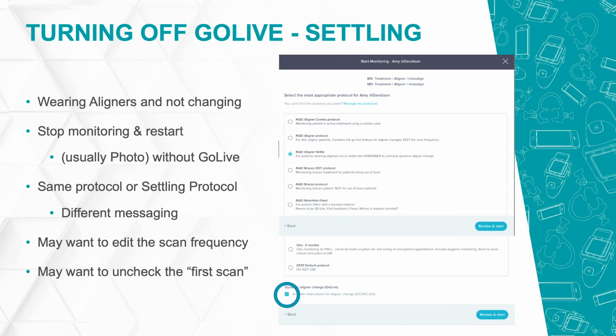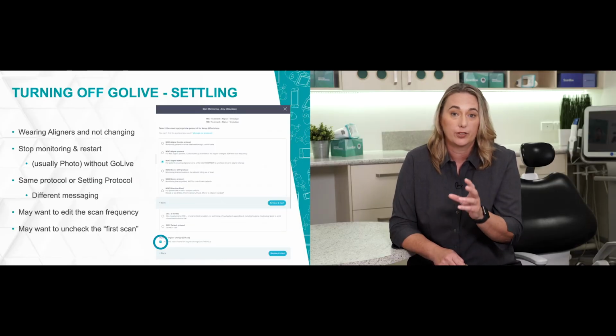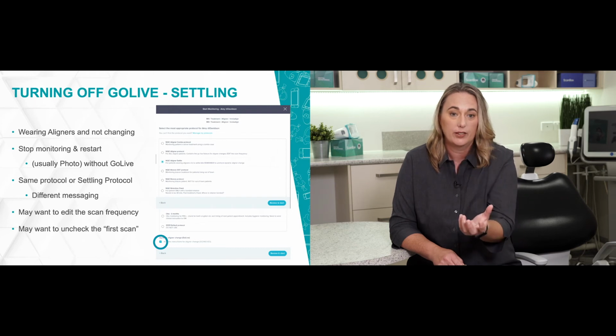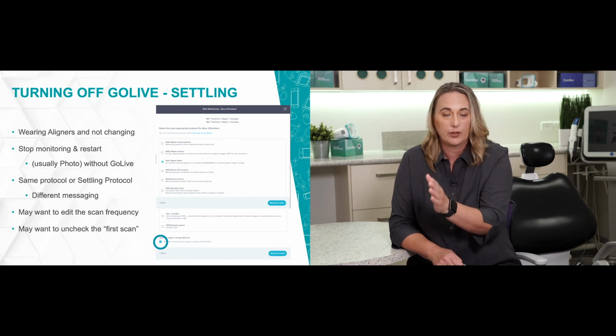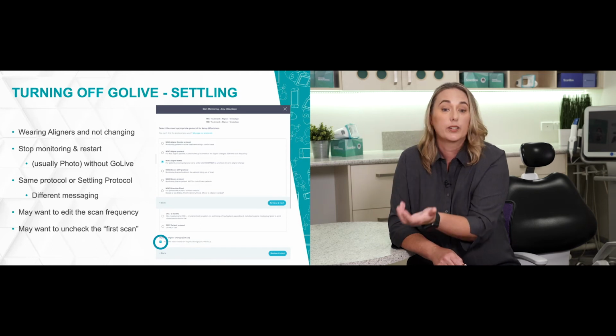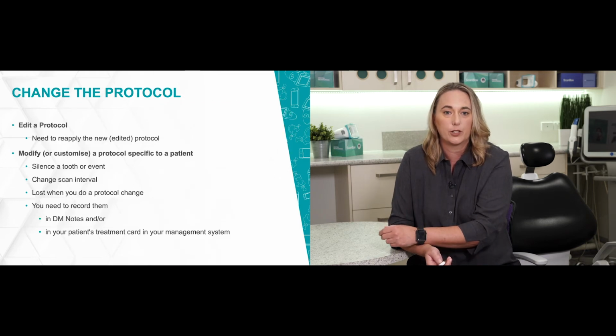I may want to edit the scan frequency. If they're not changing their aligners, I might make it every fortnight, or I'm going to keep it the same as every week. And again, depending on what aligner they're up to, I might want to uncheck that first scan message. If it's a start of additional aligners, the first scan message might be appropriate. But if we're doing this and going to a settling protocol at the end of an existing set of aligners, I probably don't want that first scan message to go out when I change the protocol. So you have to think about the circumstances and the messaging that you're setting with the patient.